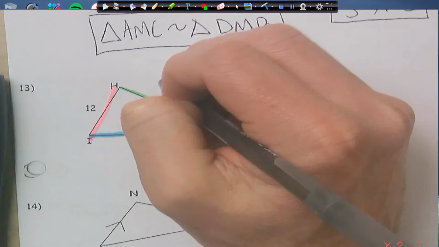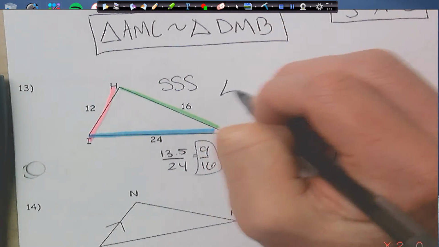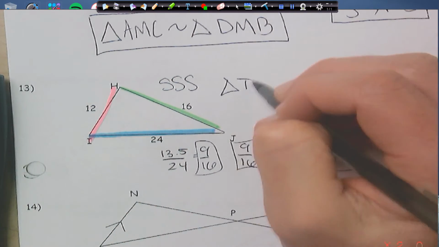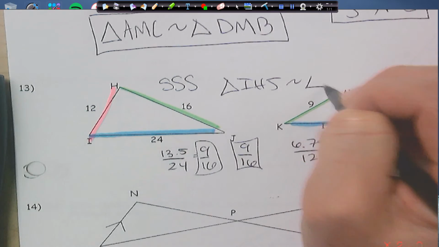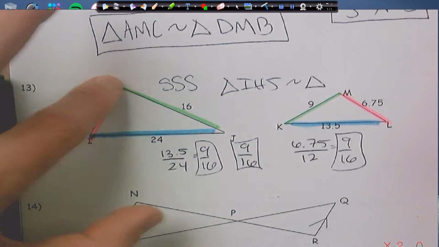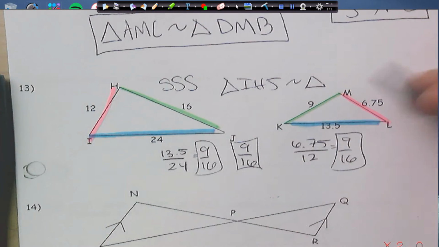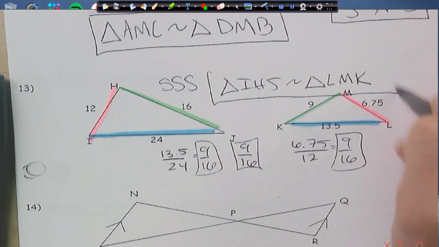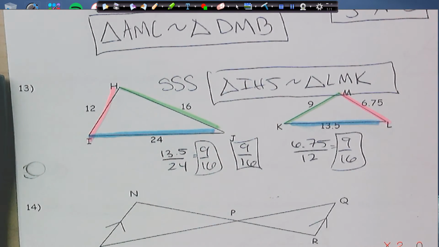So this is going to be side, side, side. And triangle IHJ is similar to triangle LMK. So I went doom, doom, doom, and I'm going to go boom, boom, boom. All right, and side, side, side.